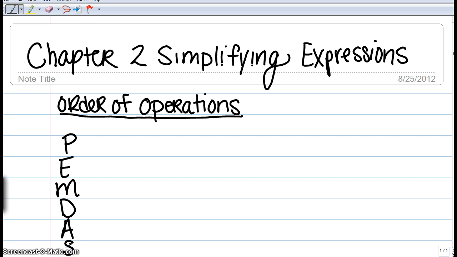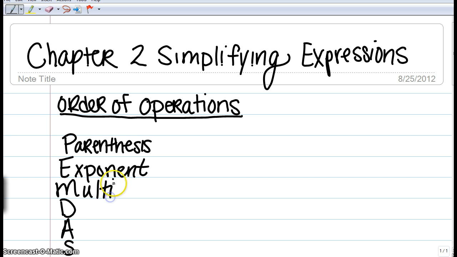So here's PEMDAS, and P stands for parentheses. E stands for exponents. M is for multiplying. D is for division. A is for addition. And S is for subtraction.